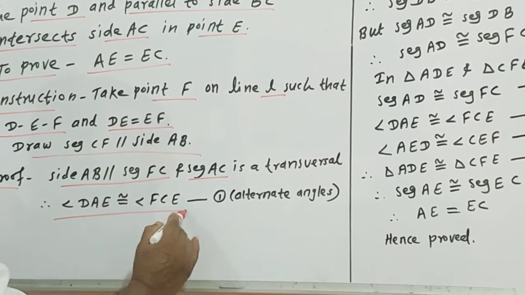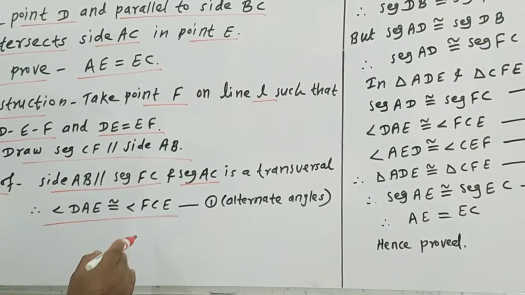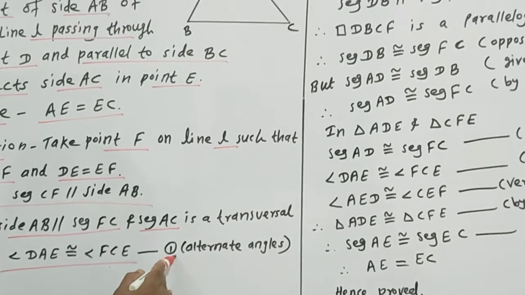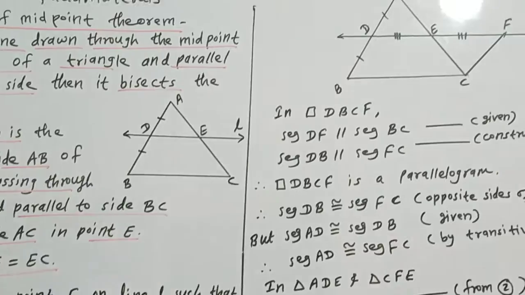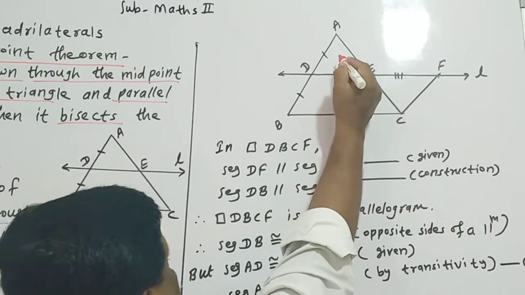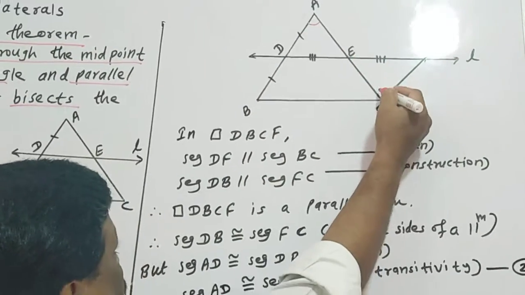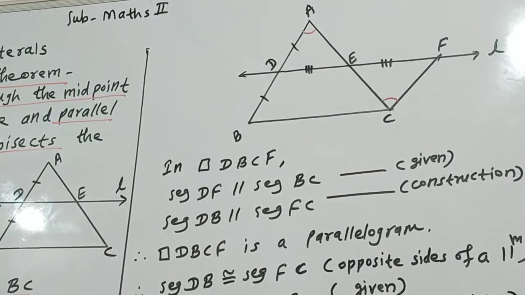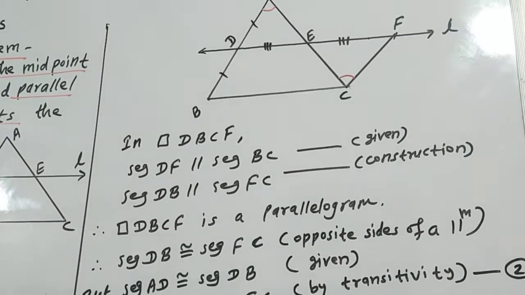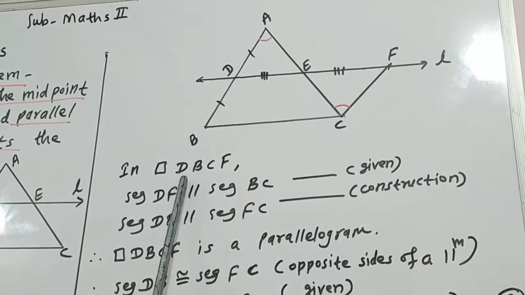Therefore angle DAE is congruent to angle FCE. Give it number 1. The reason is alternate angles. Now I am showing these angles in the figure. Angle DAE is congruent to angle ECF, alternate angles.